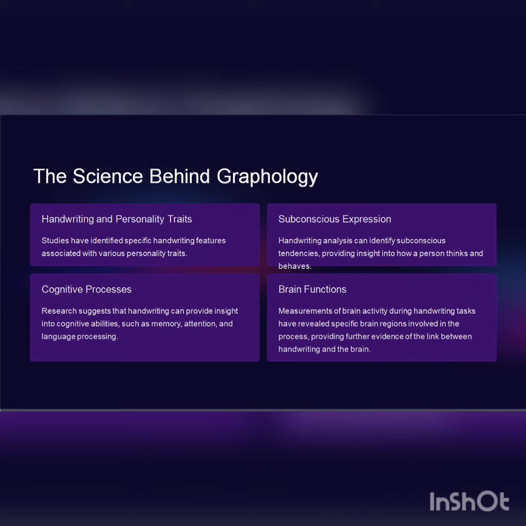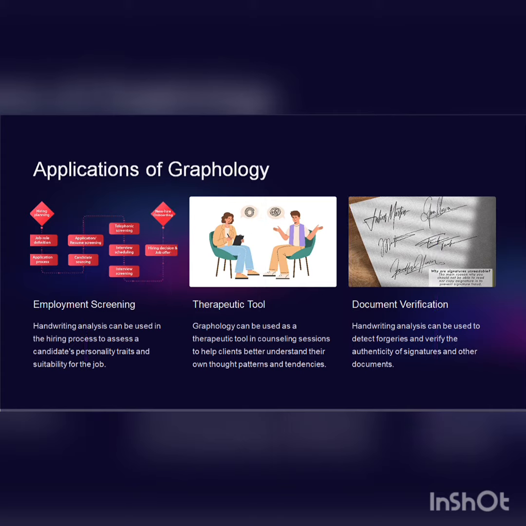The science behind graphology. Handwriting and personality traits. Studies have identified specific handwriting features associated with various personality traits. Cognitive processes. Research suggests that handwriting can provide insight into cognitive abilities such as memory, attention, and language processing. Subconscious expression. Handwriting analysis can identify subconscious tendencies, providing insight into how a person thinks and behaves. Brain functions. Measurements of brain activity during handwriting tasks have revealed specific brain regions involved in the process, providing further evidence of the link between handwriting and the brain.